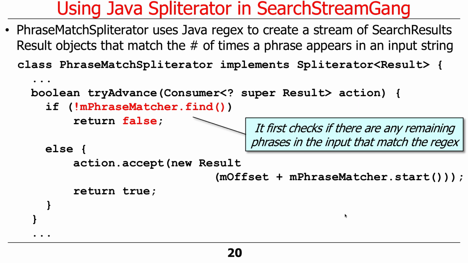If there are no more matches, either because we've already found them all or because there were none in the first place, in that case, find returns false. In that case, we invert it. So if it returns false, then we're going to go ahead and return the false value from try_advance, which is an indication to the streams framework, this stream is done. There's nothing more to match.